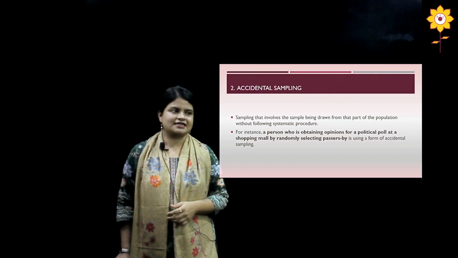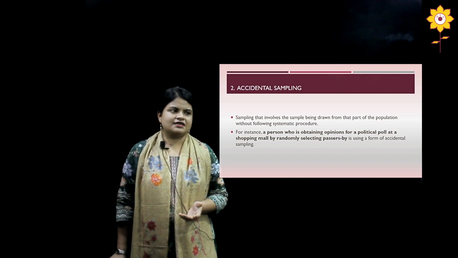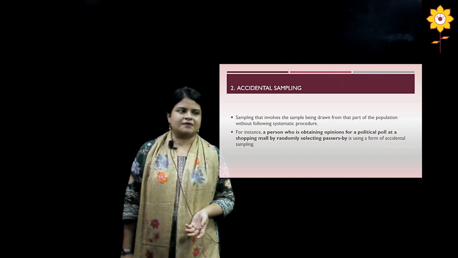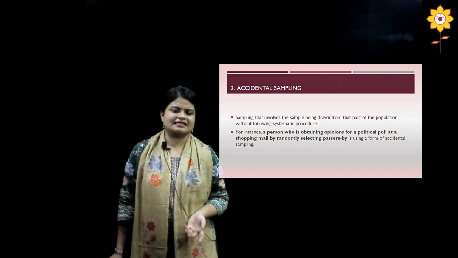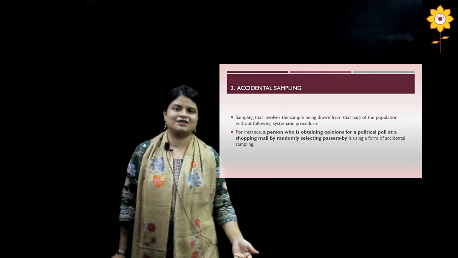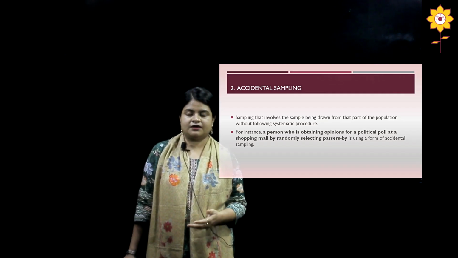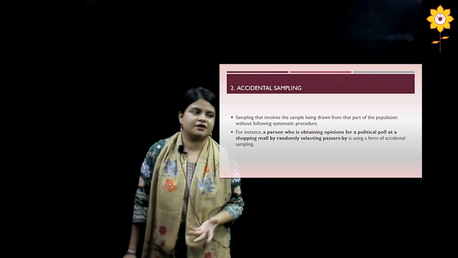Accidental sampling is a method which does not follow any kind of systematic process. Again, accidentally means you can just approach a particular individual on a street with whom you do not have a connection, whom you do not even know, to gather information.